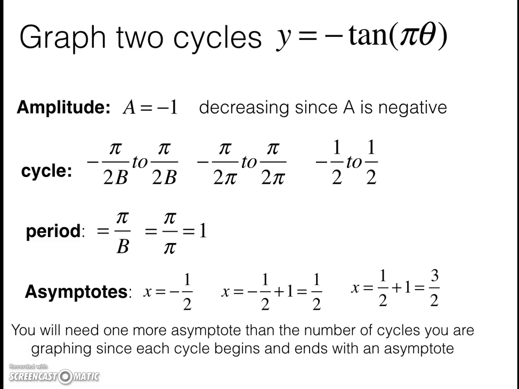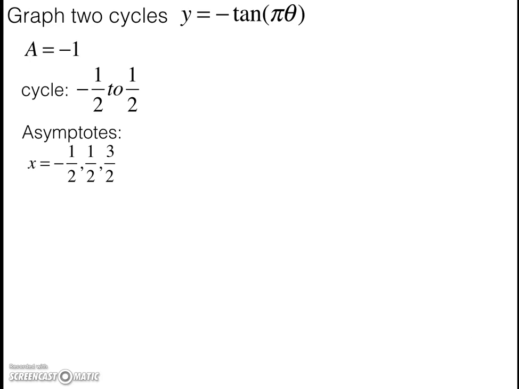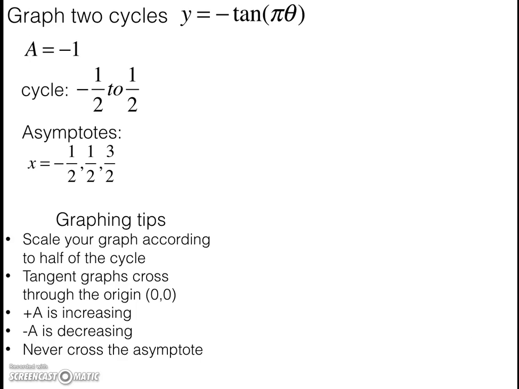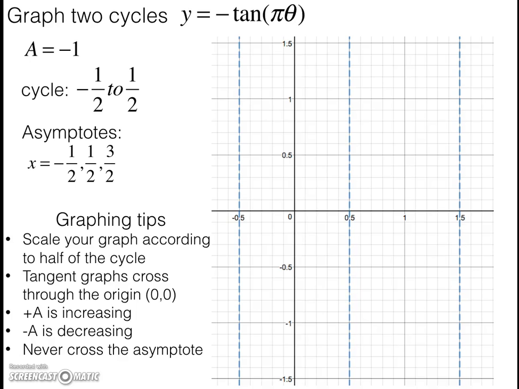We need 3 asymptotes because we need one more asymptote than the number of cycles we are graphing, since a cycle begins and ends with an asymptote. The first thing we plot is going to be our asymptotes.